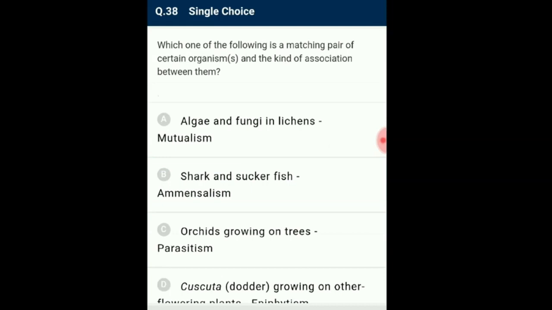Question number 38. Which one of the following is matching for certain organisms and the kind of association between them? In lichens, algae and fungi show mutualism. Fungi provide fixation, water, minerals and shelter to algae. The algae manufacture food material and provide it to fungi. Suckerfish and shark show commensalism as there is no negative interaction between the two. The same type of relationship is seen between orchid growing on trees. Cuscuta is a parasite and thus exhibits parasitism while growing on other plants. So the answer is option A. Algae and fungi in lichens are mutualism.